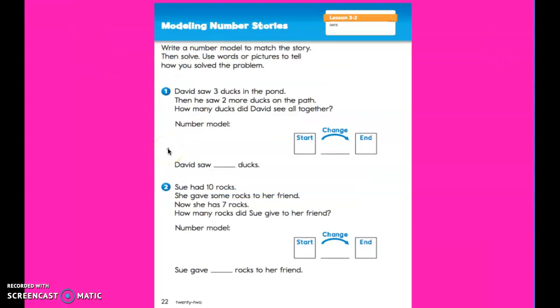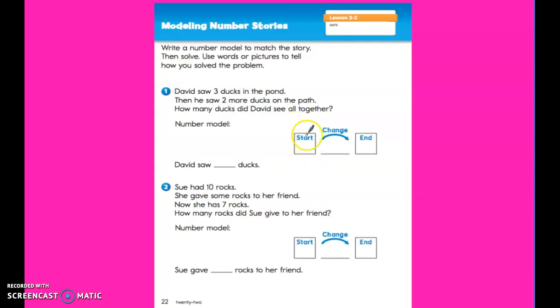Okay, so these problems you will be doing. I will have these on Seesaw for you. But I will also do them here so you can kind of follow along and then go back and try them on your own. So here it says, we're going to write a number model to match the story and solve. So it says, David saw 3 ducks in the pond. Then he saw 2 more ducks on the path. How many ducks did David see altogether?